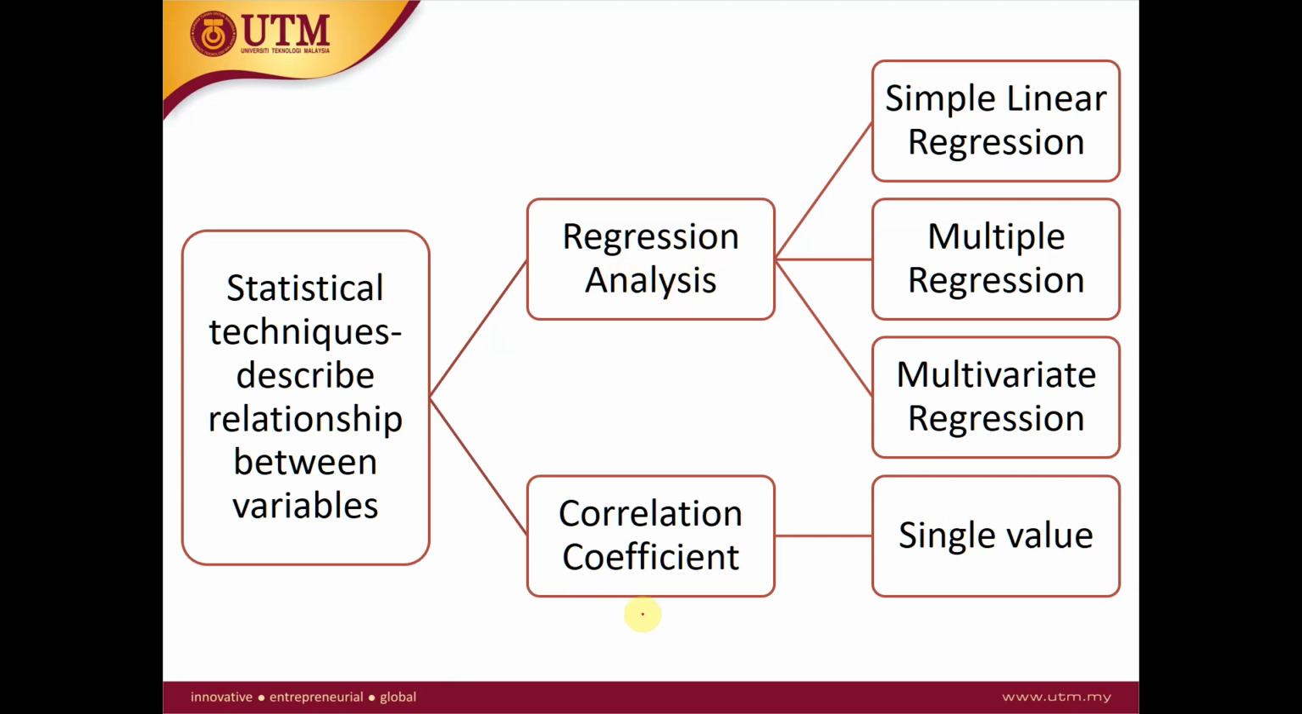For the correlation coefficient, it also describes the relationship between variables, but it only gives us a single value. From that single value we can know what type of relationship we have between the variables, for example, is it a strong relationship or a weak relationship.